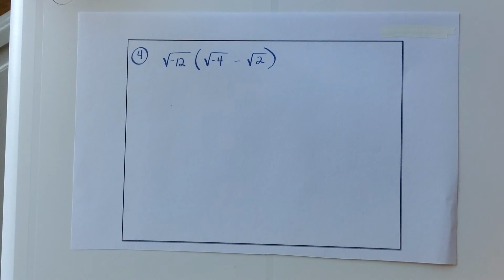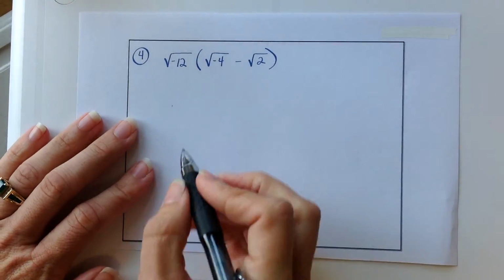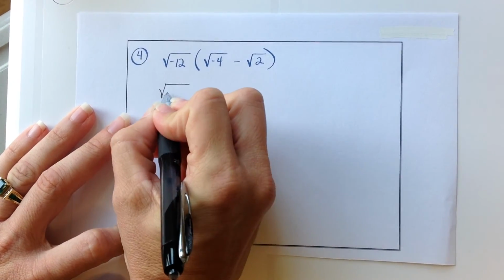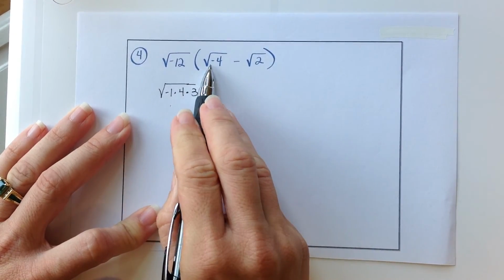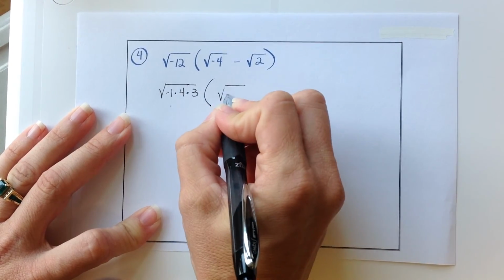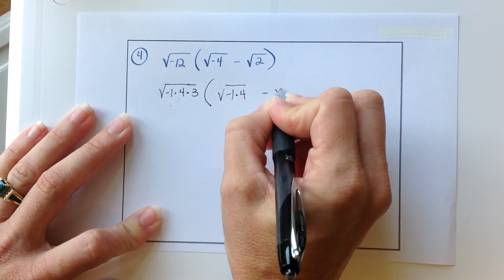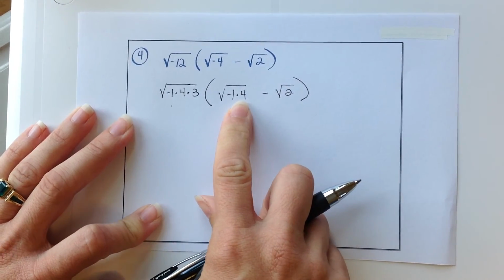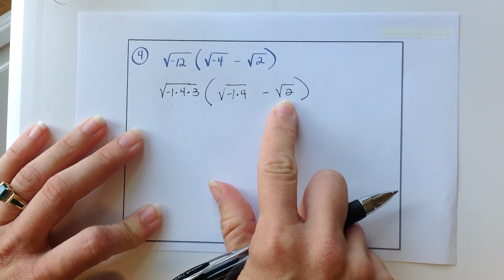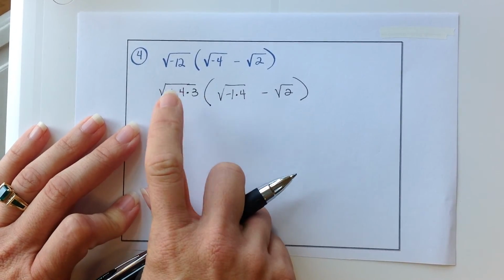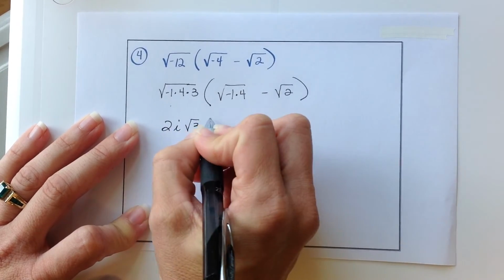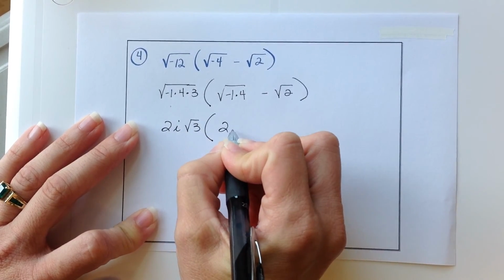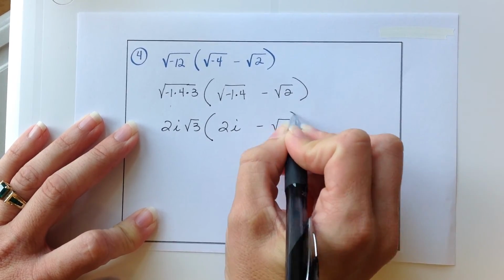Okay, one more. Again, I've got square root of some negatives here, so that's the first thing I need to take care of. So this would be square root of -1 times 4 times 3. Underneath right here, that would give me square root of -1. And again, I wouldn't break up the 4 because it's already a perfect square. Of course, this one wasn't negative, so I just transfer it down like it is. Okay, simplifying here, I would have 2i square root 3. This would be just 2i minus square root 2.